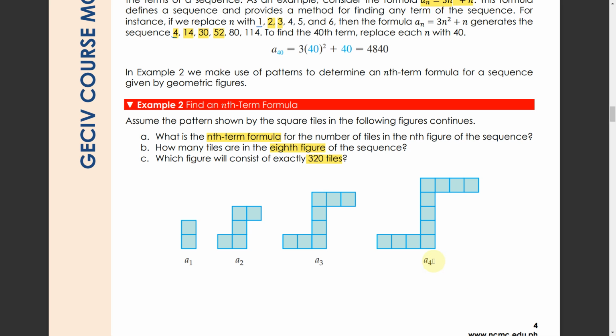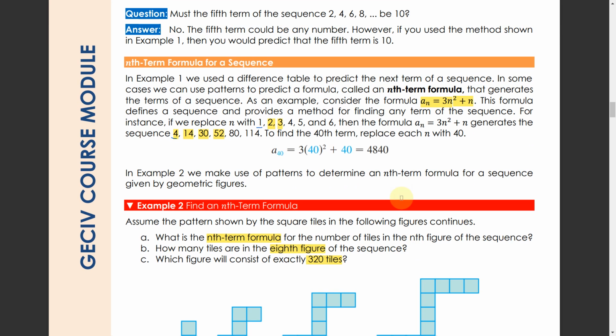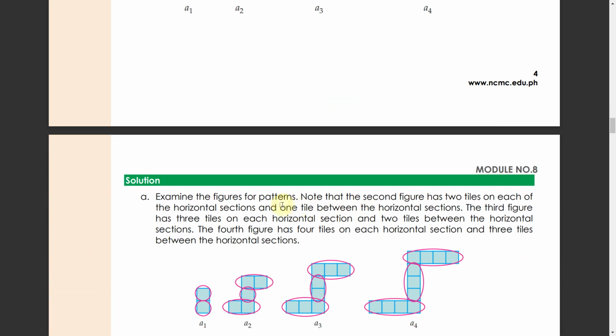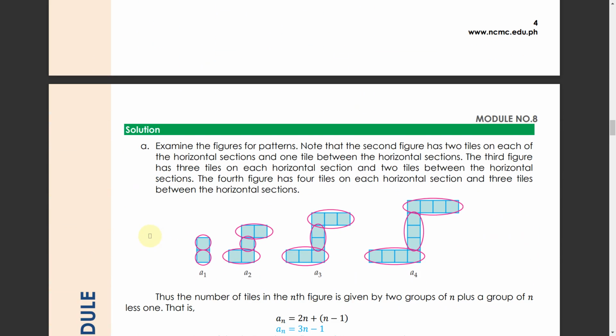Okay, so how do we answer this? First, we formulate the nth term formula. How do we formulate it? It looks difficult, but we just observe the figures. So examine the figure for patterns. Note that the second figure has two tiles on each of the horizontal sections and one tile between the horizontal sections. In the first figure, we only have two tiles.